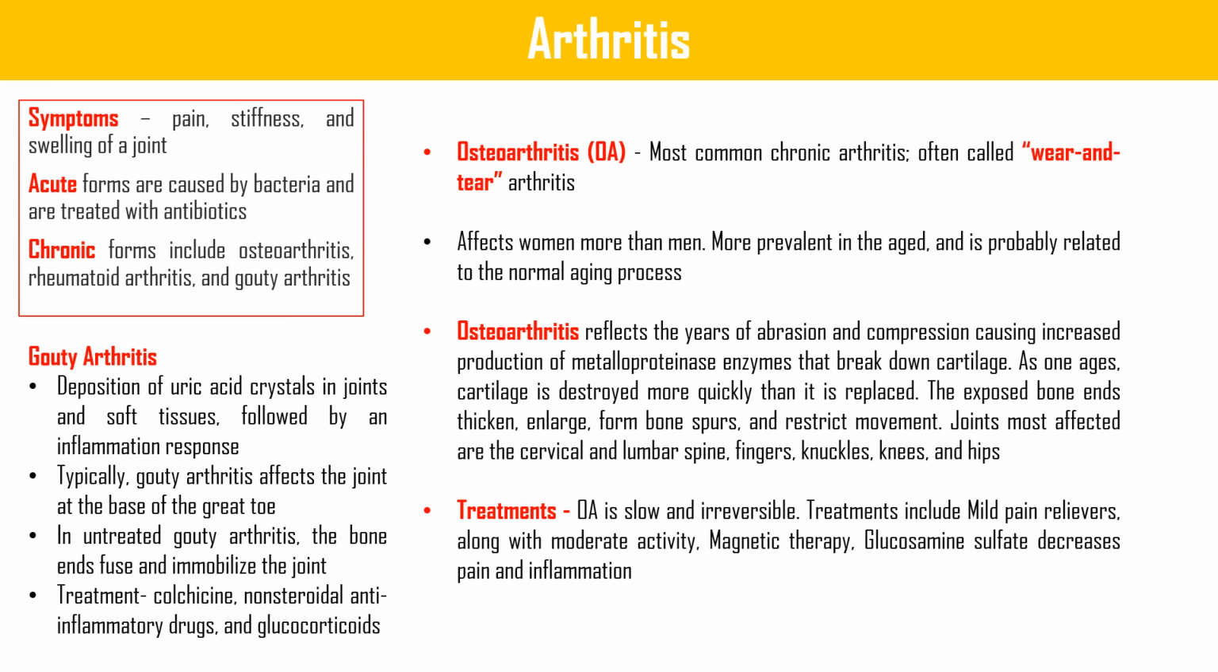The exposed bone ends thicken, enlarge, form bone spurs and restrict movement. Joints most affected are the cervical and lumbar spine, fingers, knuckles, knees, and hips. Treatment of osteoarthritis is slow and the condition is irreversible. Treatment includes mild pain relievers along with moderate activity, magnetic therapy, and glucosamine sulfate to decrease pain and inflammation.